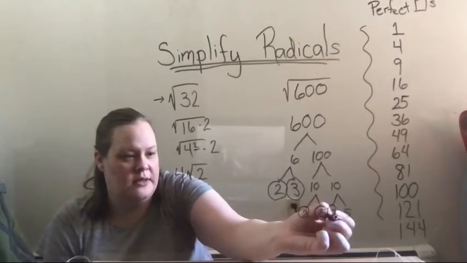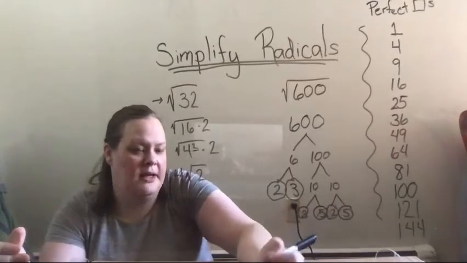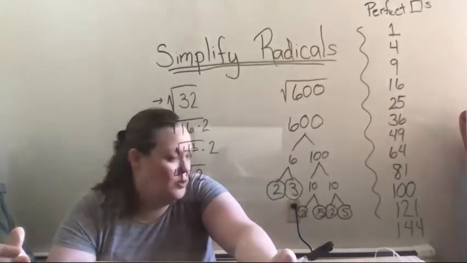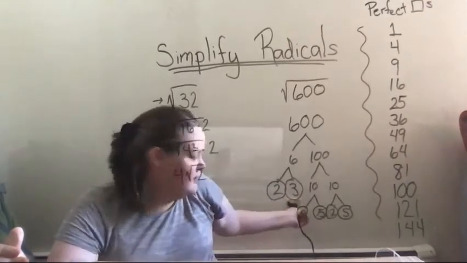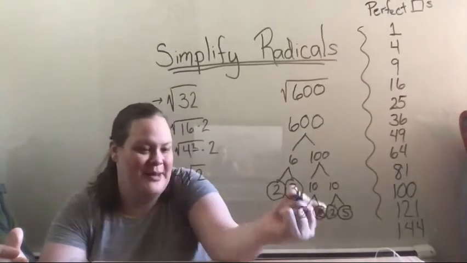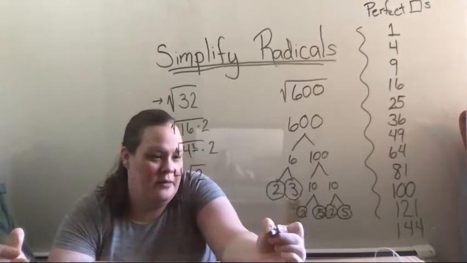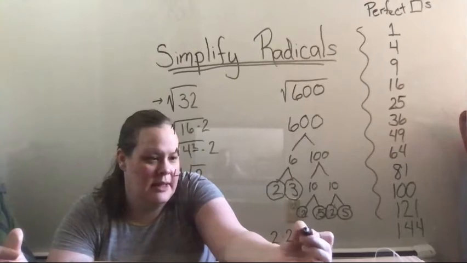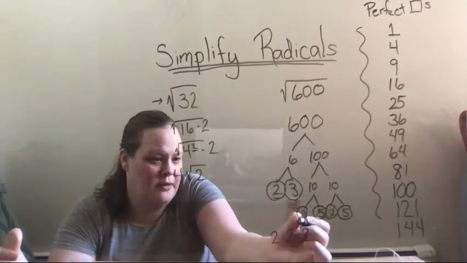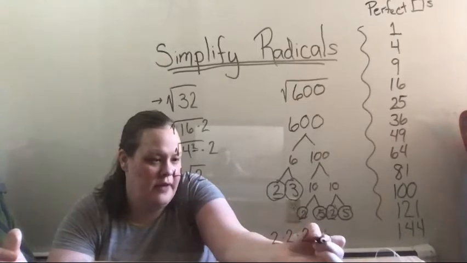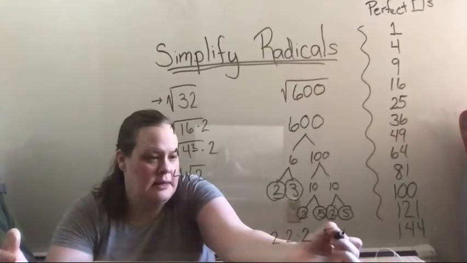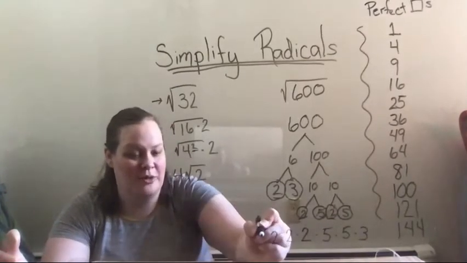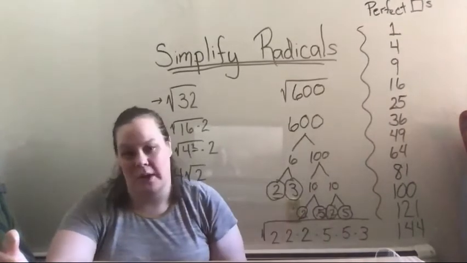So we have these 2's and these 5's. Okay, so now I've gotten to the end of my factor tree. And what we can see is that we have 2 times 2 times 2, I have 3 of those, times 5, times 5, times 3. So these are all my factors.